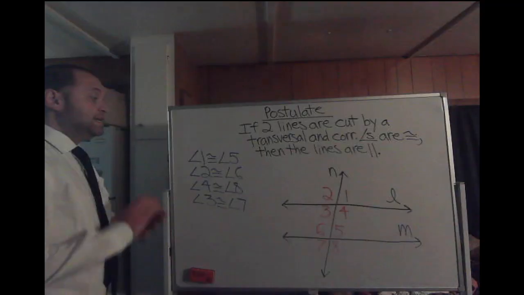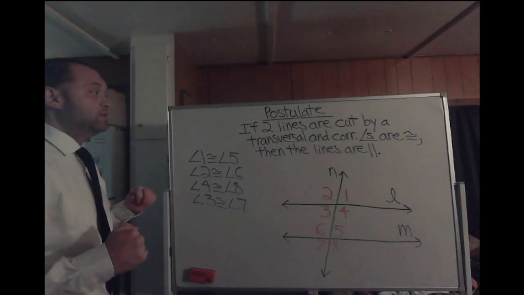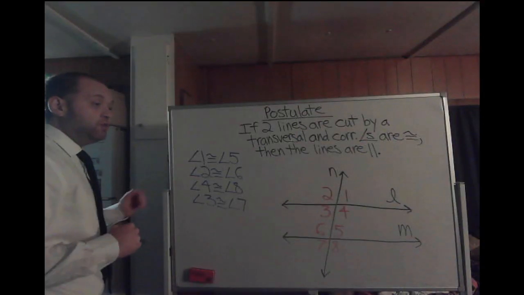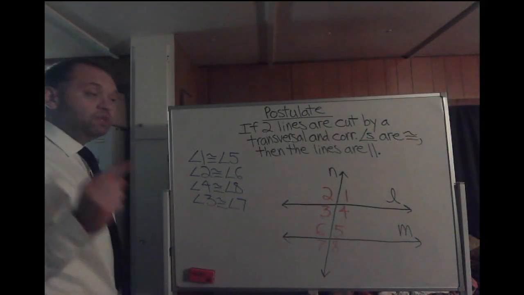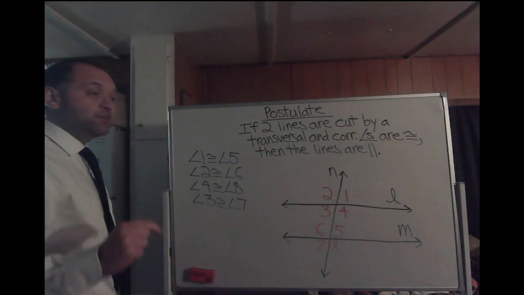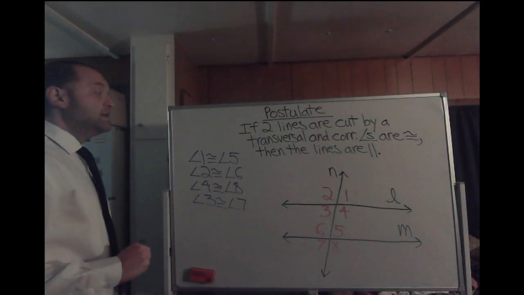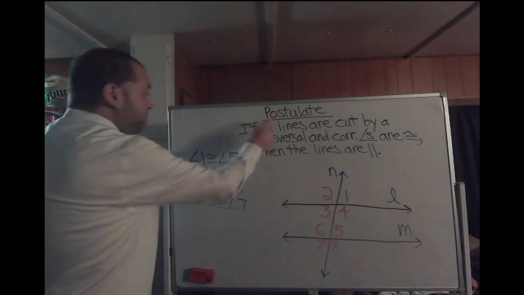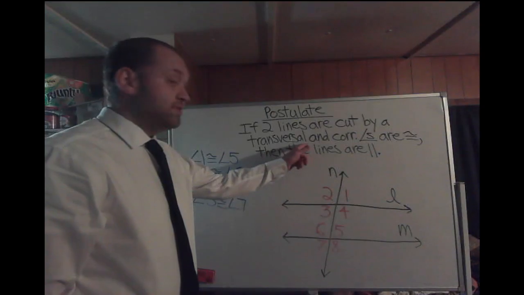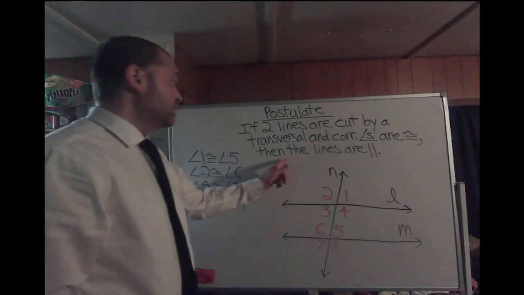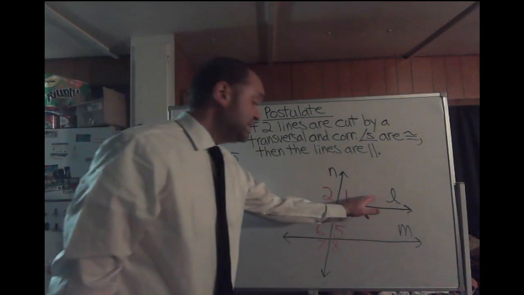So today we're going to talk about how to prove lines parallel. Well, if we recall from the last lesson, we had a postulate that stated if two lines are parallel and they're cut by a transversal, then the corresponding angles are congruent. Today we have the converse of that postulate. This one states that if two lines are cut by a transversal and corresponding angles are congruent, then the lines are parallel.